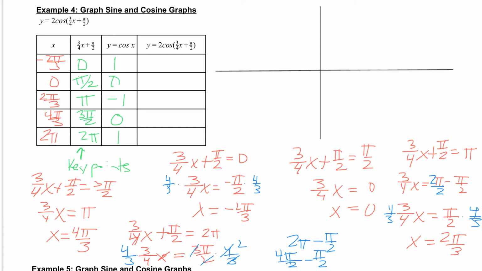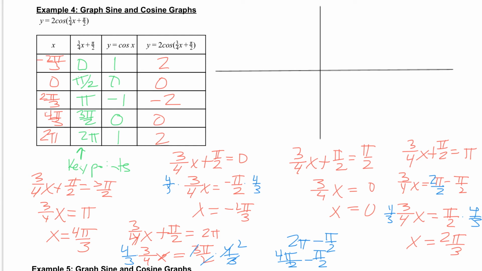And then finally, I have to take care of that amplitude that's in front, which means I'm going to multiply all my y values by 2. 1 times 2 is 2. 2 times 0 is 0. 2 times -1 is -2. 2 times 0 gives me 0. And then finally, 2 times 1 gives me 2.